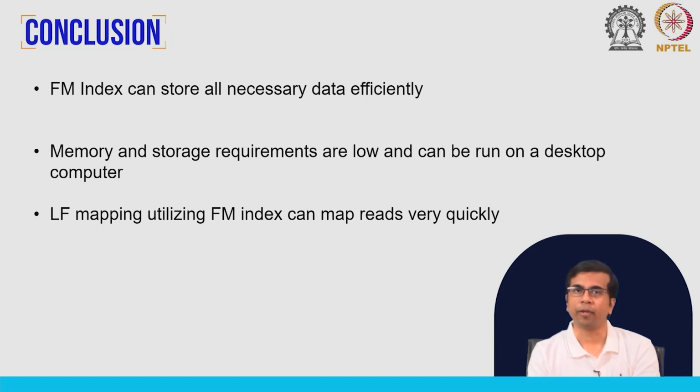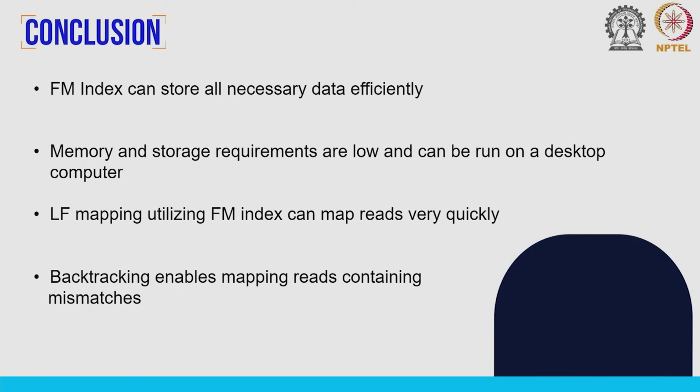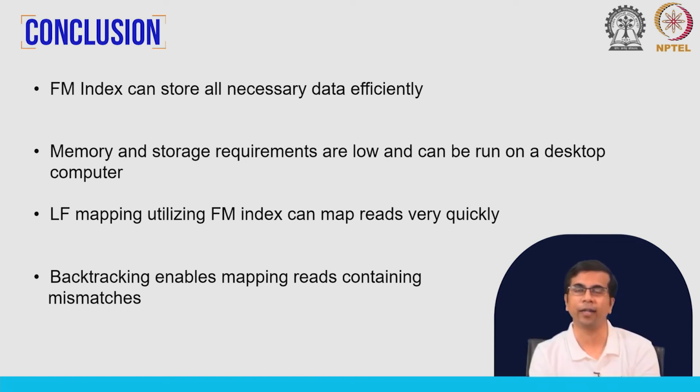What we have also seen is that if you use this FM index and the principle of LF mapping, we can map reads very quickly, and we can also map reads containing mismatches by using a method called backtracking. Combined together, this seems to be the ideal method. Before we started the discussion on the Burrows-Wheeler transform, we started with a wish list. We wanted a method that does not take too much memory, that is fast, that can handle reads with mismatches, and that can map reads to repeat sequences. It seems like this method has ticked all the boxes.